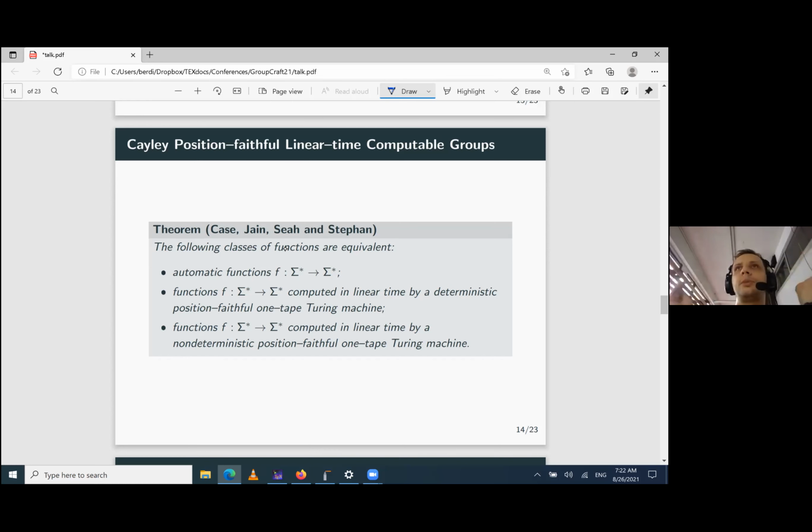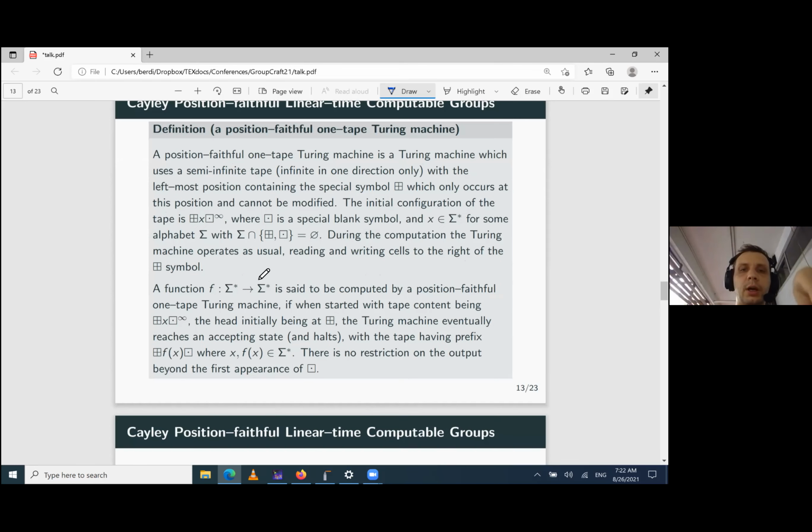Deterministic or non-deterministic, whatever you like. So these three things are equivalent, right? Well, what is a position-faithful one-tape Turing machine? It's just a classical Turing machine. The only difference is that you put a restriction that the output must be written starting from the leftmost position. That's the only assumption you have to make here. Apart from this, it's just a standard Turing machine.